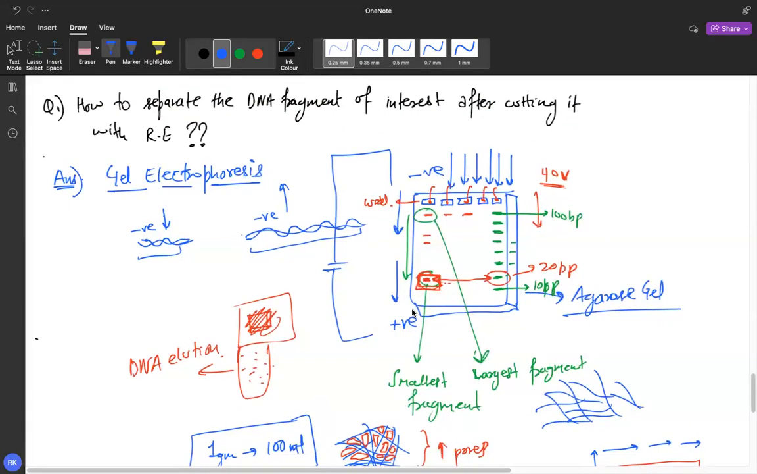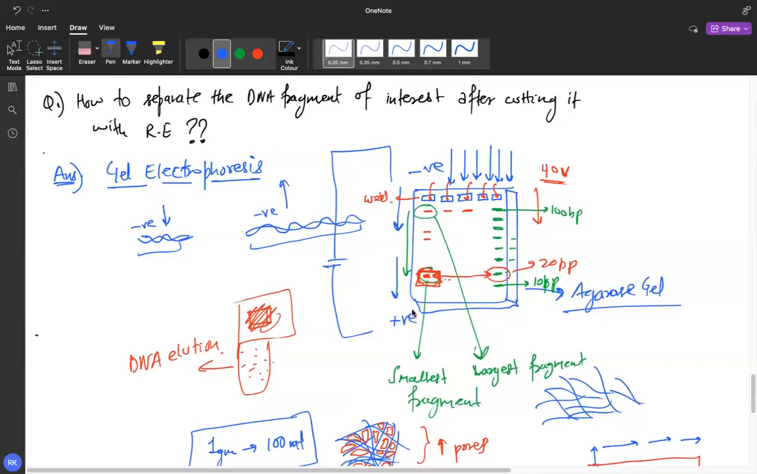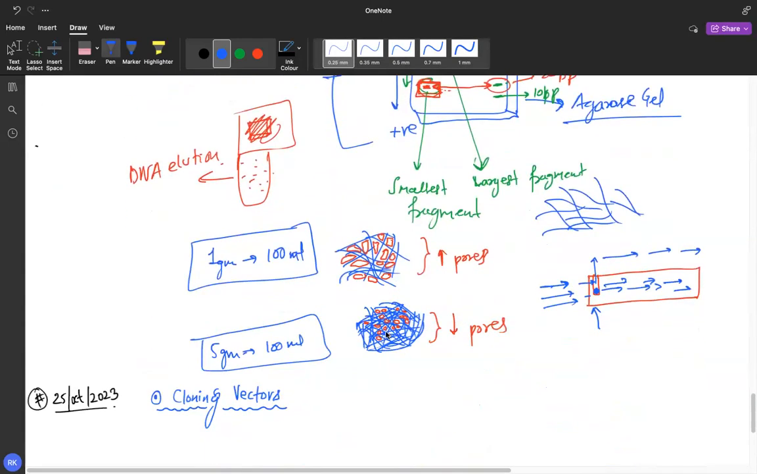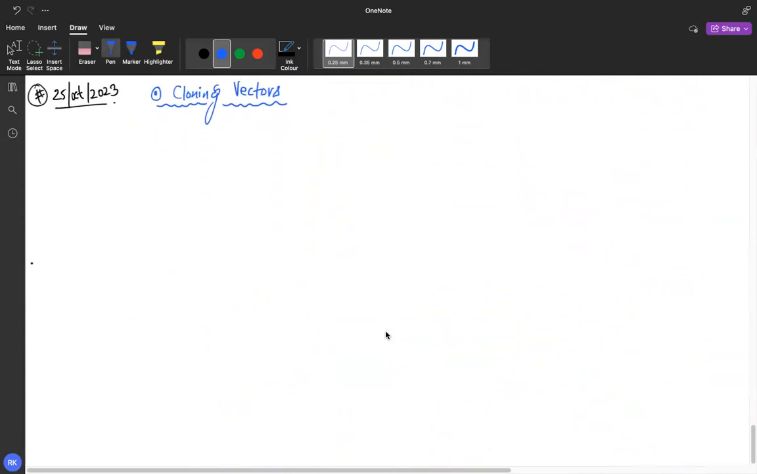And then we went on to the next question: when we cut our gene of interest from a genome using the restriction endonuclease, how are we going to separate our fragment of interest? For that, we have a technique called gel electrophoresis. And I hope gel electrophoresis was clear to both of you.